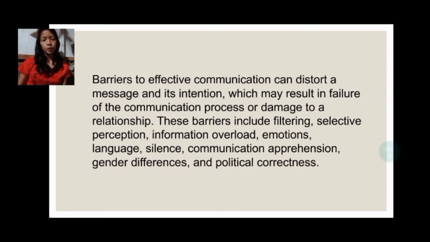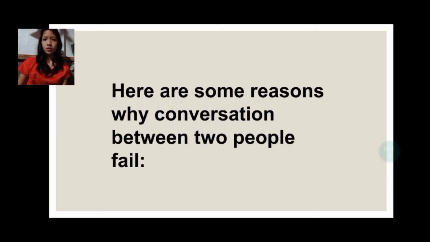Barriers to effective communication can distort a message and its intention, which may result in failure of the communication process or damage to a relationship. These barriers include filtering, selective perception, information overload, emotions, language, silence, communication apprehension, gender differences, and political correctness. Here are some reasons why conversation between two people fails.